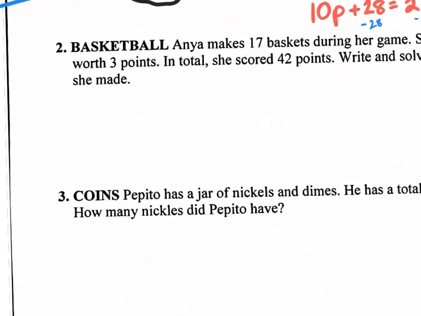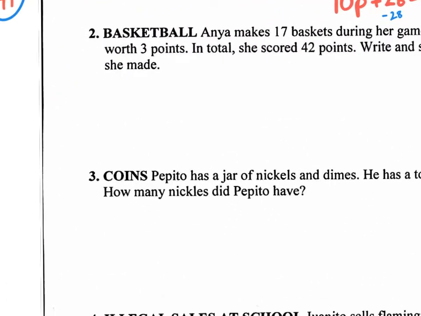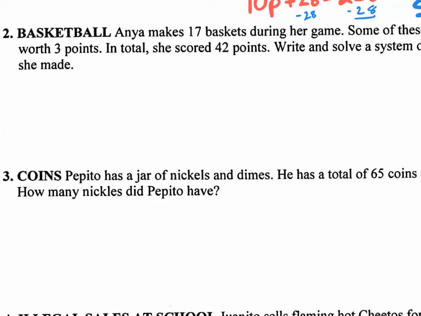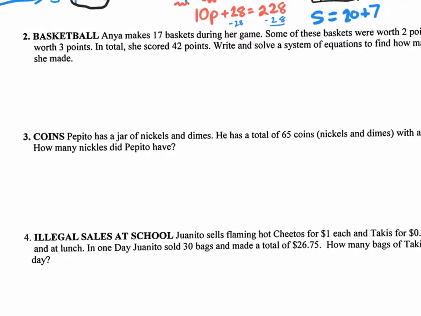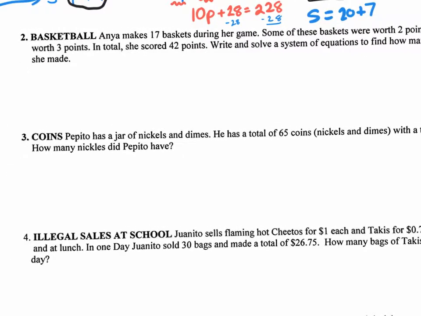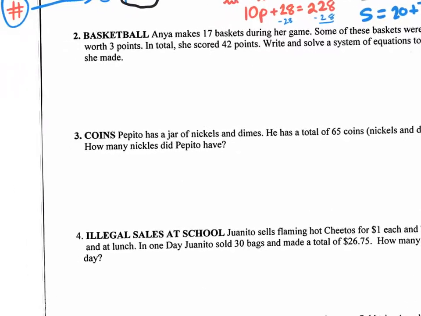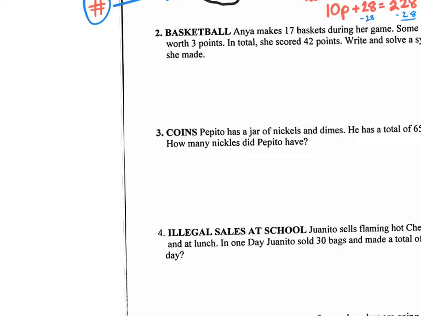All right, let's jump to number 2. Do we have money involved on this one? No. What do we have involved here? What are the two factors? Points and baskets. So we're obviously going to have to create two different types of equations. One equation based on points and one equation based on baskets.